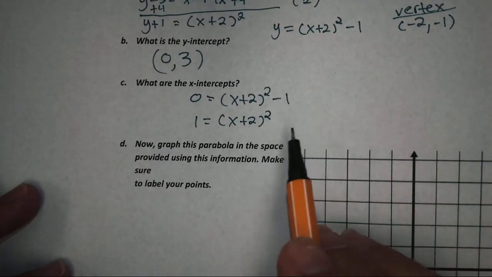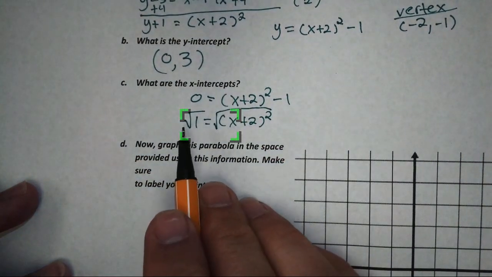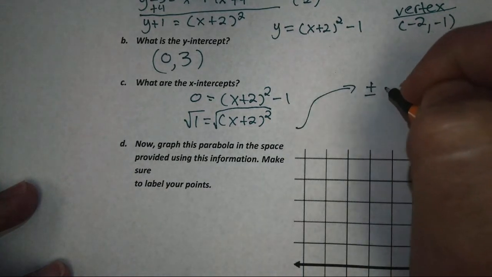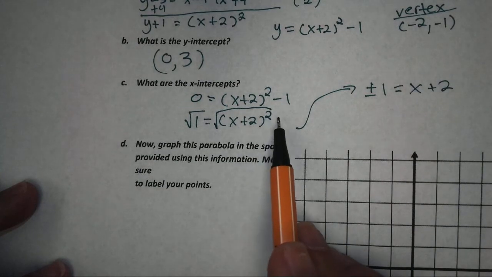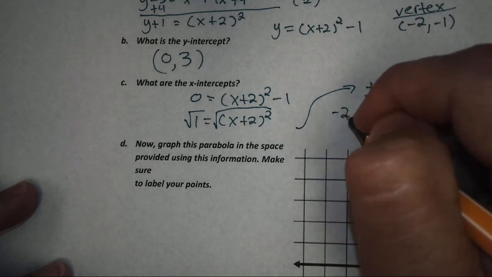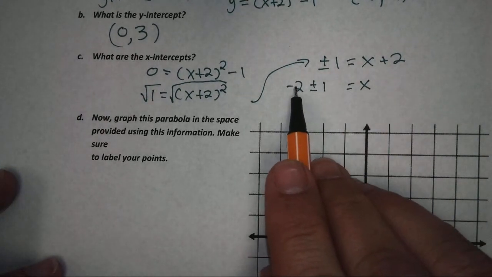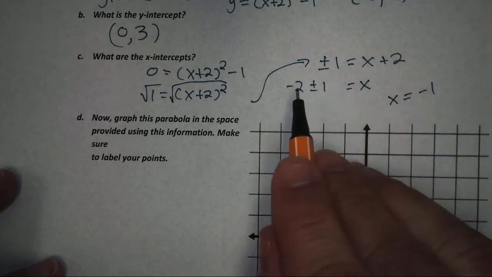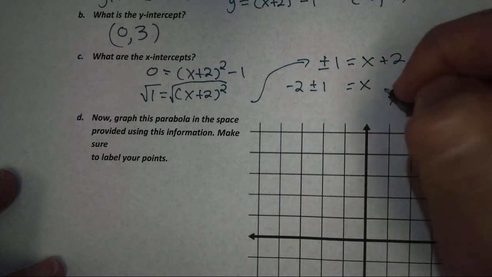My next step would be to get rid of the squared. So I take the square root, take the square root. I'm solving for a variable, so when I take the square root, I've got to do the positive and the negative. So the square root of 1 is positive and negative 1, and that is equal to x plus 2 because I got rid of the squared. So now to get rid of that 2, we subtract 2. So x is equal to negative 2 plus or minus 1. So now you just have to do that. So we do the first one. Negative 2 plus 1 gives me negative 1. Negative 2 minus 1 gives me negative 3.